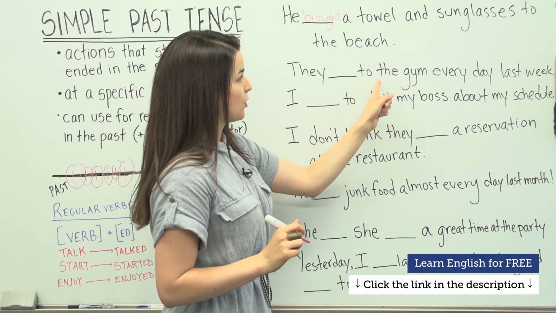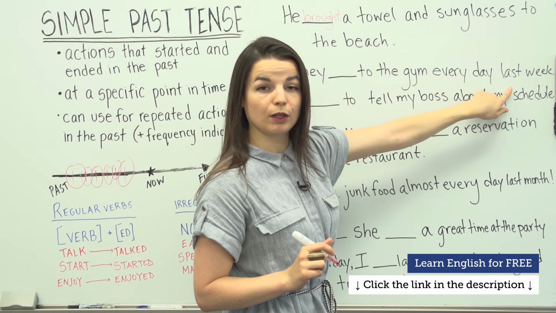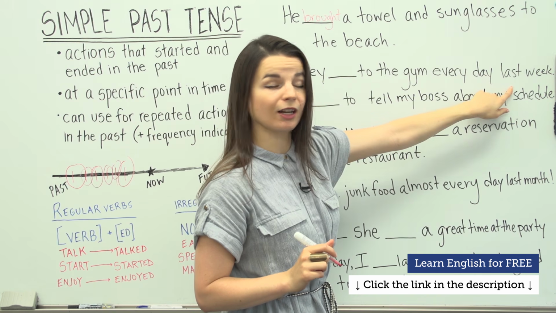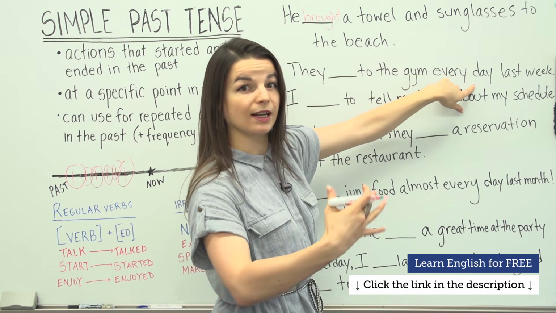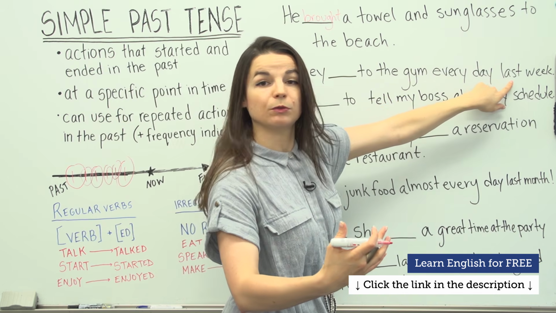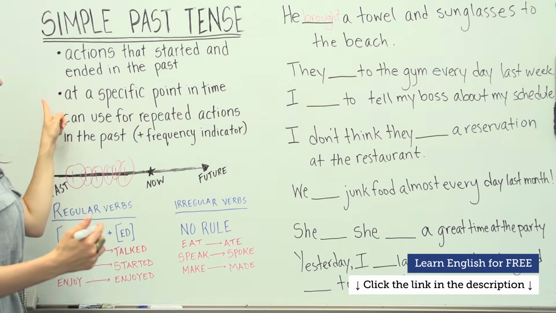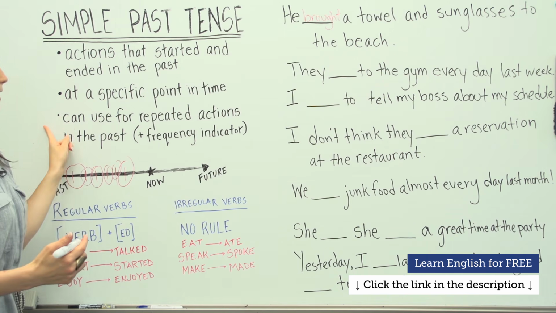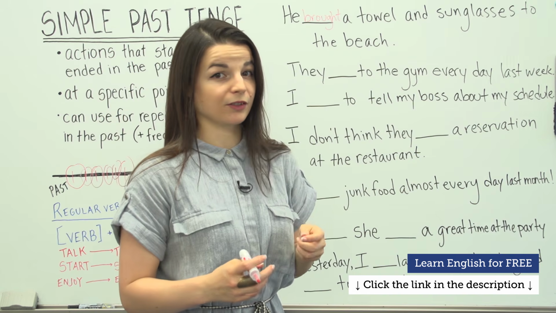They something something to the gym every day last week. So here I'm showing you a repeated action. Here I'm using every day. This is a frequency indicator. How often did I do that action? And last week shows the specific point in time. So I'm using both of these 2 points in addition to the basic simple past structure here.